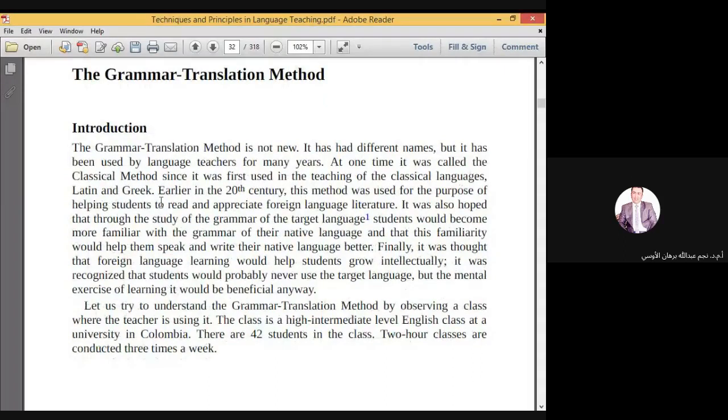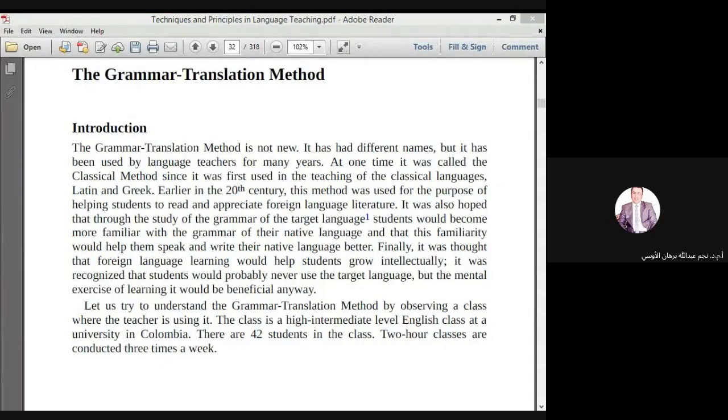At one time, it was called the classical method, since it was first used in the teaching of classical languages, Latin and Greek. Earlier in the 20th century, this method was used for the purpose of helping students to read and appreciate foreign language literature. So it's used for literature. It was hoped that through study of the grammar of the target language, students should become more familiar with the grammar of their native language, and that this familiarity would help them speak and write their native language.